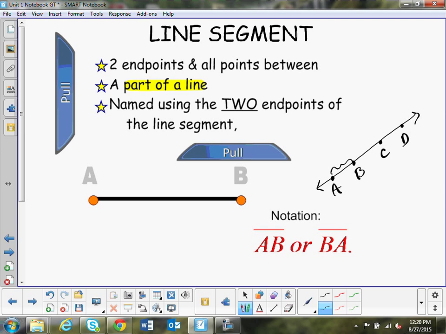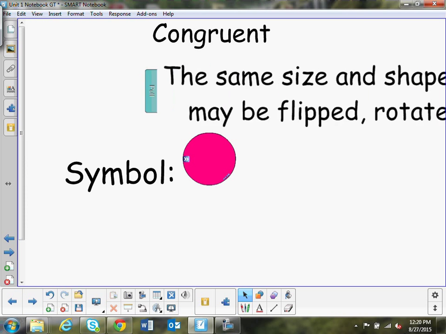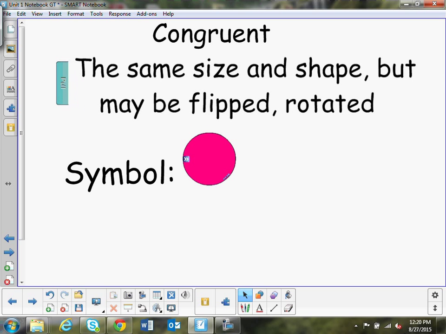Okay. Congruent. If you haven't heard of this last year, what does that mean? Anybody know? Same. Very good. Same. So, same size and shape. I would just write that simple definition there. Same size and shape. It can be twisted and turned and still be congruent. The symbol is pretty important.